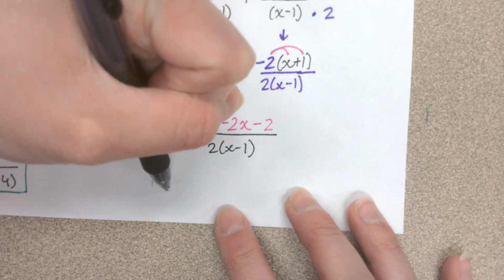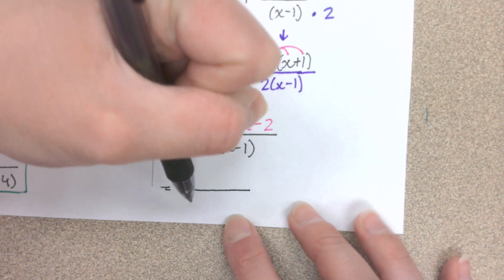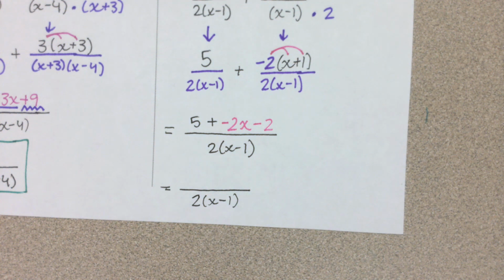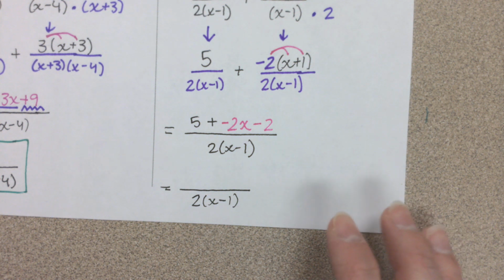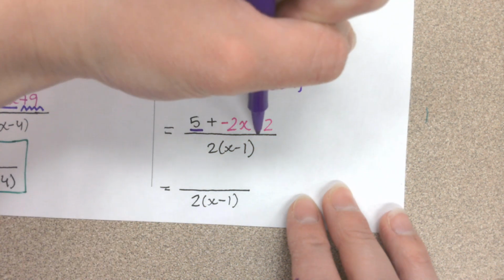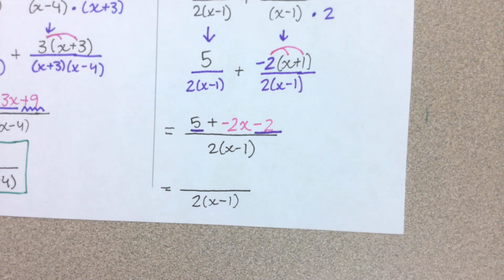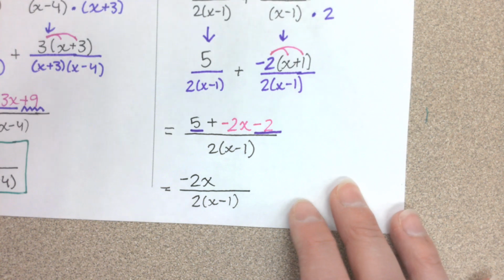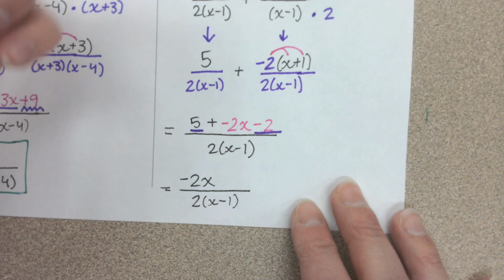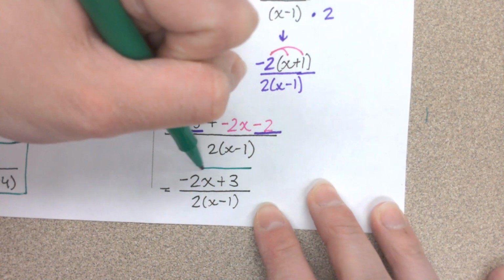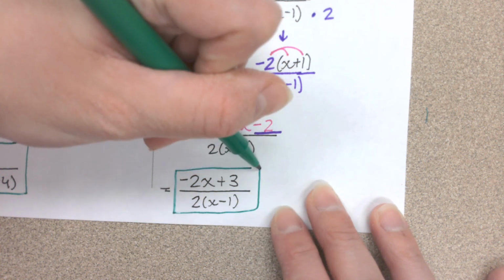One last step here and we're done. Bring down the common denominator, 2 times x minus 1, don't forget it. I have one pair of like terms, 5 and the -2. I'm going to write the -2x first, -2x. And 5 minus 2 is 3, so plus 3. This is my final answer.